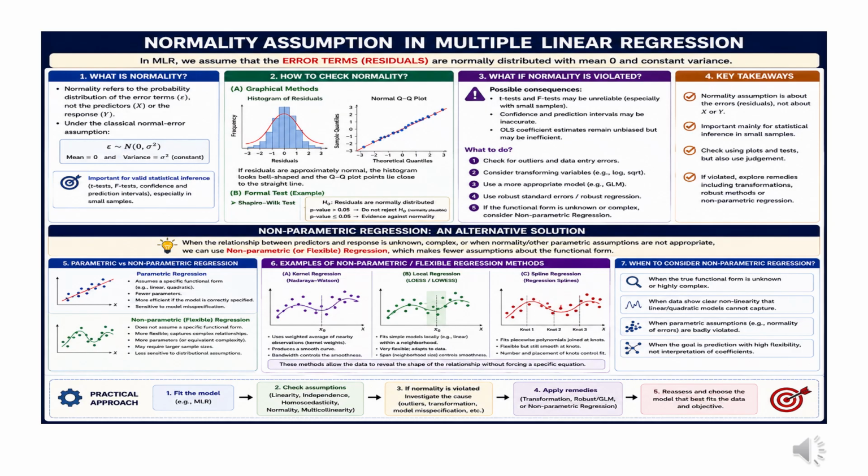So remember, normality in regression refers to the errors, not necessarily x or y. And if the assumption is not satisfied, we don't immediately abandon the analysis. We first understand why it is violated, and then choose an appropriate remedy or alternative model.